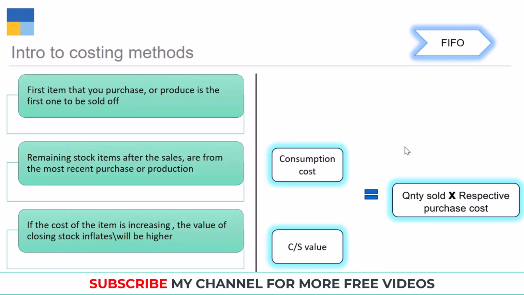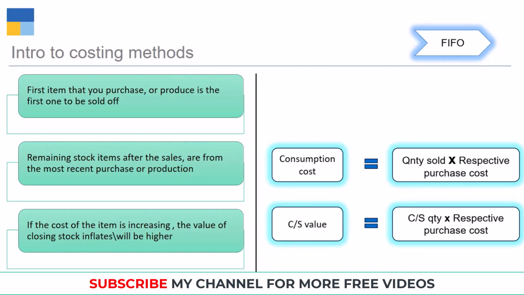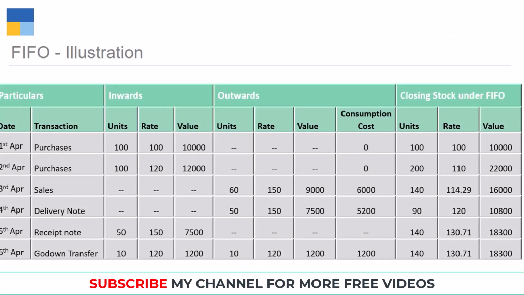Now let us see the consumption cost. Consumption cost is equal to quantity sold into respective purchase cost, and closing value is closing quantity into respective purchase cost. Fine. So this is with respect to FIFO. I'll be showing it in the product. So let us have this illustration or example. You can take a screenshot of it, and we are going to record transactions based on this in our Tally application. Okay.